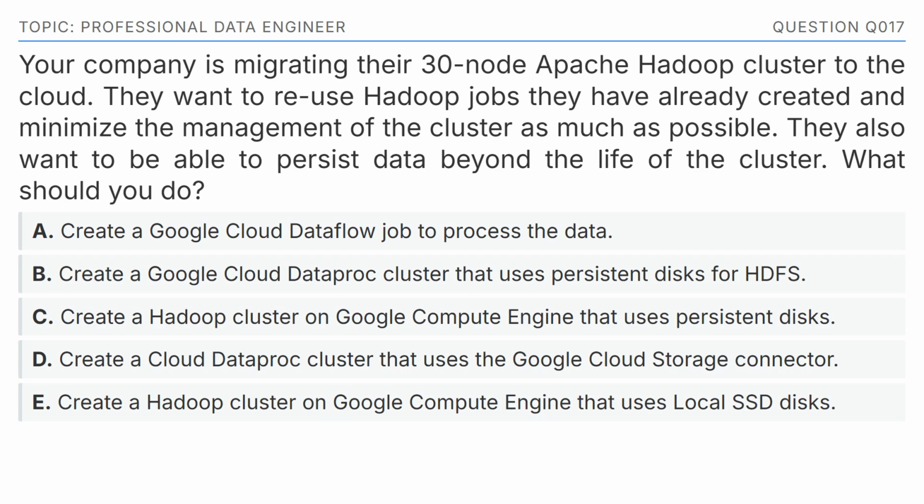What should you do? The options are: Option A, create a Google Cloud Dataflow job to process the data. Option B, create a Google Cloud Dataproc cluster that uses persistent disks for HDFS. Option C, create a Hadoop cluster on Google Compute Engine that uses persistent disks. Option D, create a Cloud Dataproc cluster that uses the Google Cloud Storage Connector. Option E, create a Hadoop cluster on Google Compute Engine that uses local SSD disks.